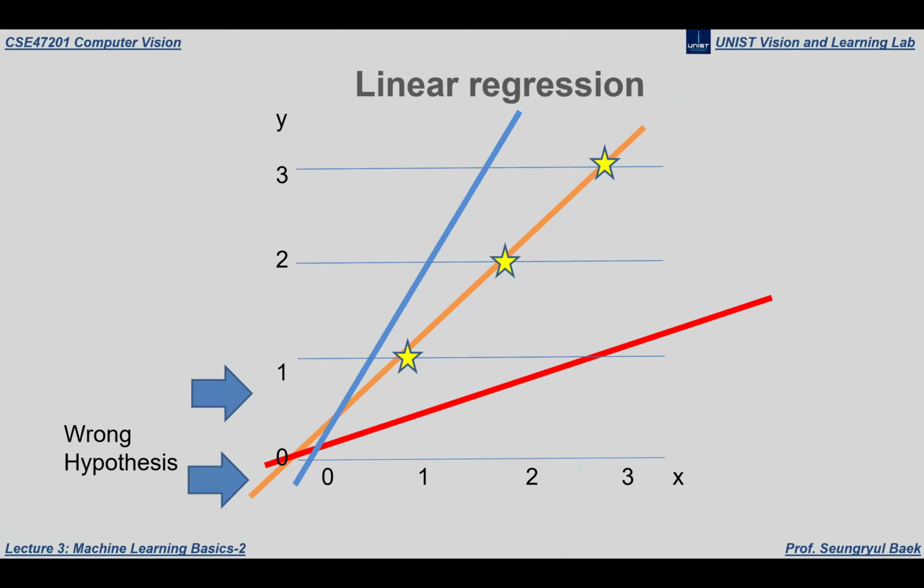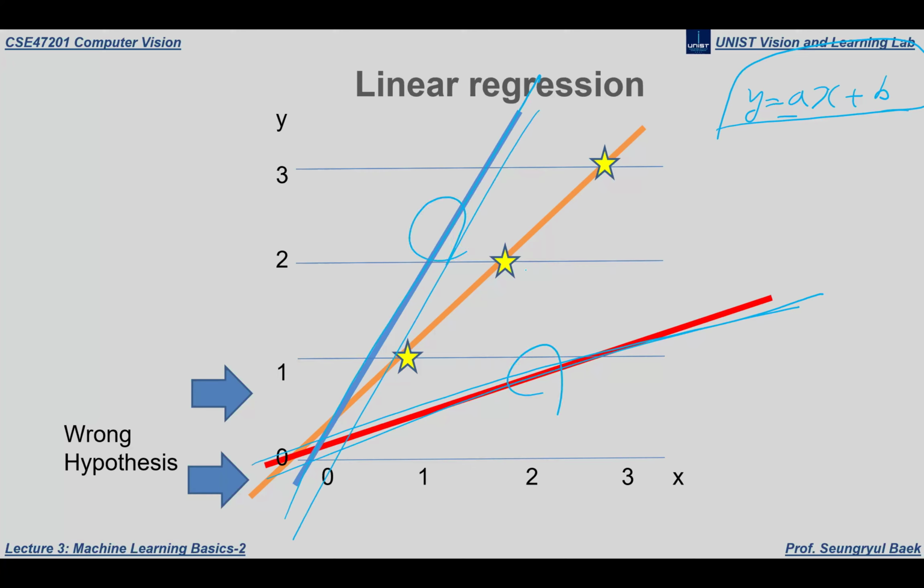But depending on the A and B values, we can vary this straight line. And these are close to these three samples. But anyways, it is a wrong hypothesis. We have to efficiently remove this wrong hypothesis and find this orange straight line.